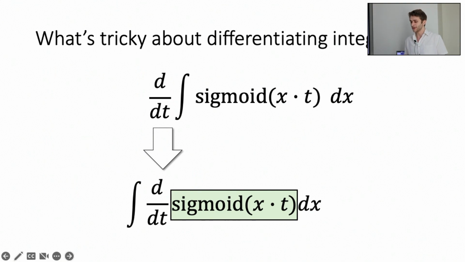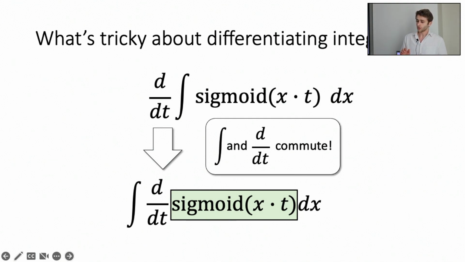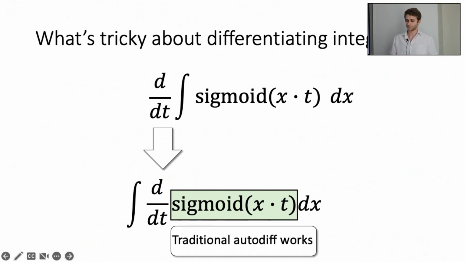To see why, consider the integral of a function composed of operations typically used in deep learning, like the sigmoid and dot product operators. When the function is continuously differentiable, the derivative of the integral is simply the integral of the derivative. This means that we can use traditional autodiff and get the correct answer.